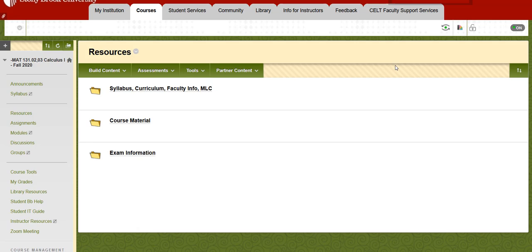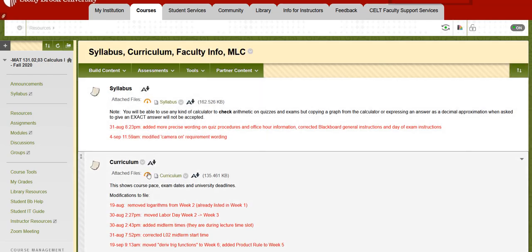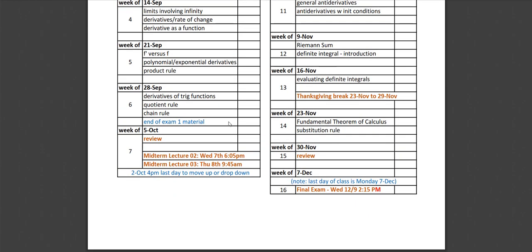The midterm is going to be in week 7, and you're going to want to go to the curriculum file to see when your midterm is going to be, because as you can see, it's lecture dependent. And if you're not sure which lecture you're in, then you want to go onto your schedule in Solar to find out. Or it should say in Blackboard.